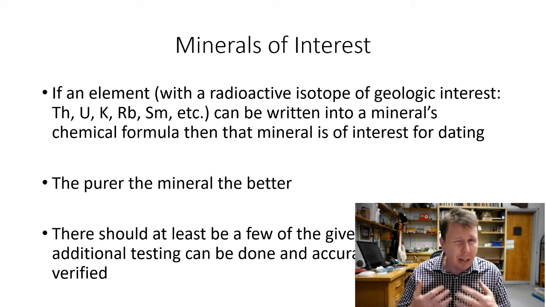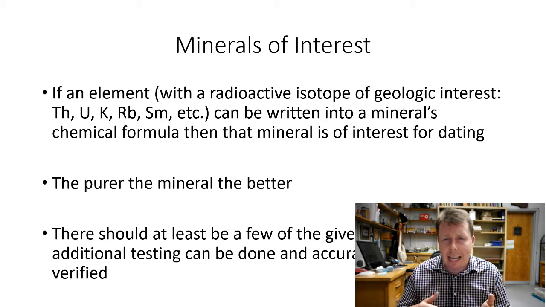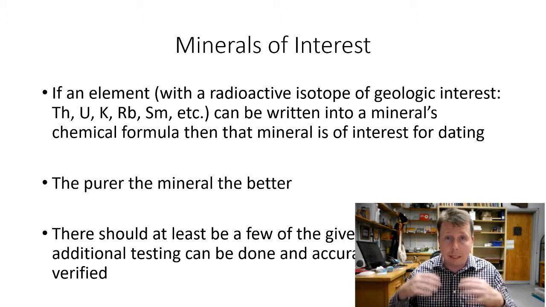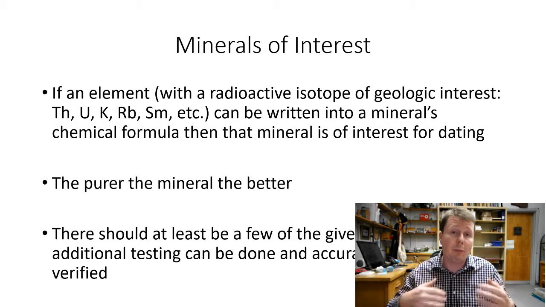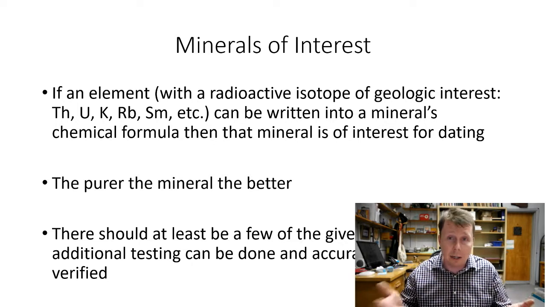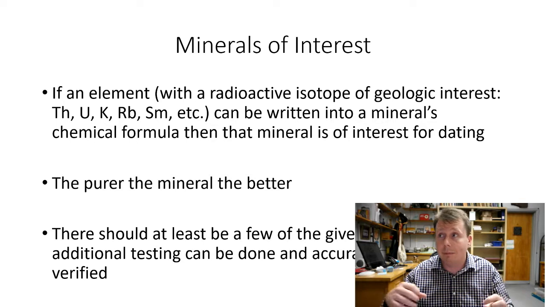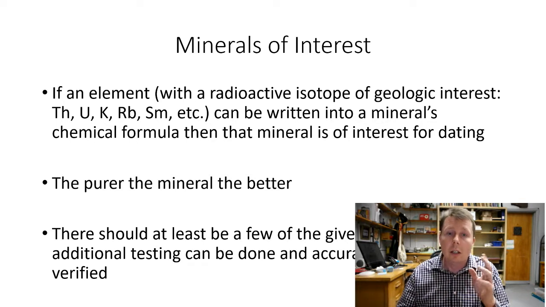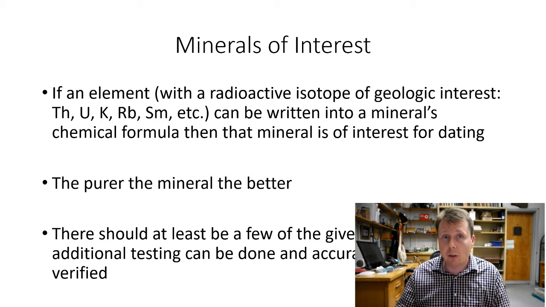Obviously, uranium is a lot harder to track down minerals that contain that, but it can be used. So as long as the mineral's chemical formula contains one of these, it can potentially be used for radiometric dating, assuming that it hasn't been profoundly chemically weathered to the point where things break, or it hasn't been profoundly reheated to the point where the parent and daughter isotopes escape and reset the age to something incorrect. We want the purer the mineral, the better. That pretty much just goes with what I said.